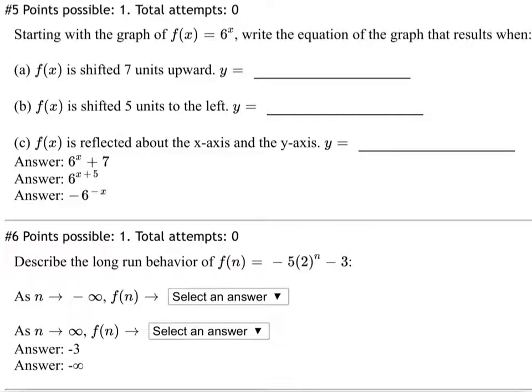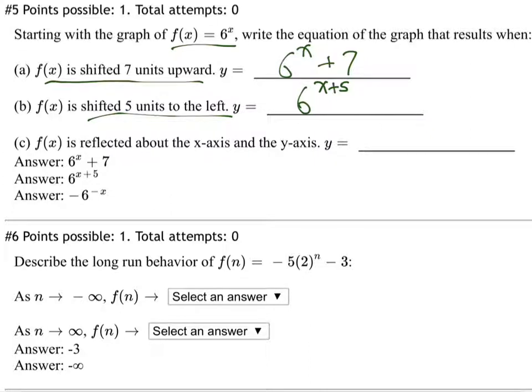All right, let's try number 5 here. Starting with the graph f of x equals 6 to the x, write the equation. Okay, now we're going to shift graphs around. What about if you shift it 7 units upward? What's going to make that graph go up? Remember, up, down is out front like that. And then when they say left, right, that's going to be up here with the x. So is it going to be x minus 5? Instead of out front, it's up with the x. But it's actually the other way.